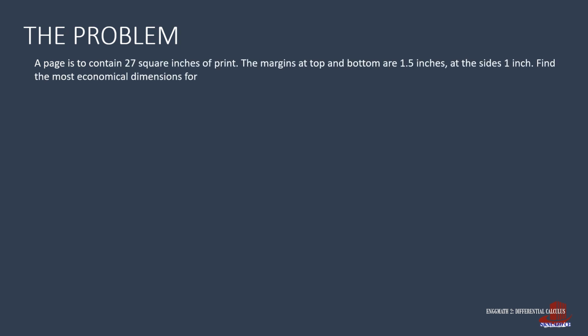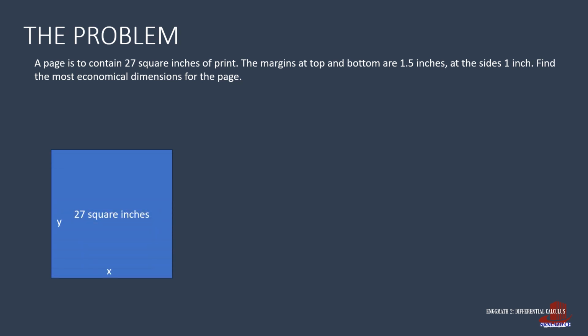The fifth problem includes a print area of 24 square inches, and the book margins at the top and bottom are 1.5 inches, while that of the sides are 1 inch. We are to look for the economical dimensions of the page.